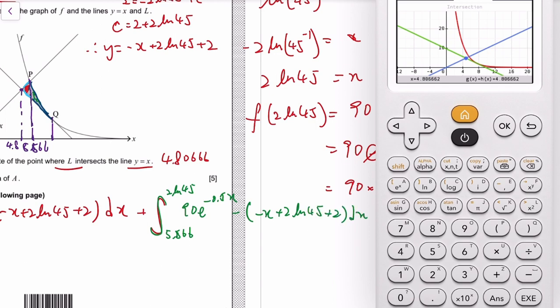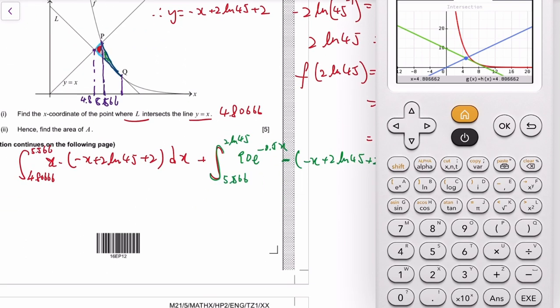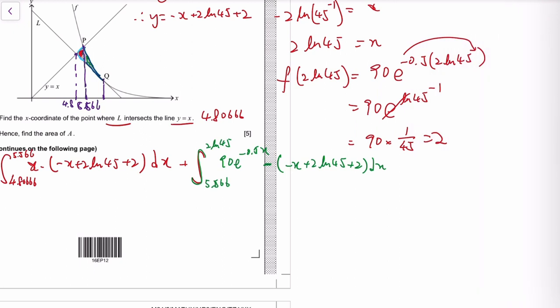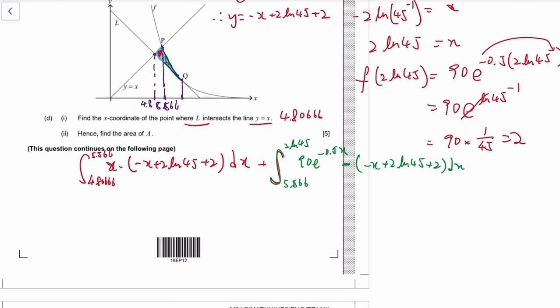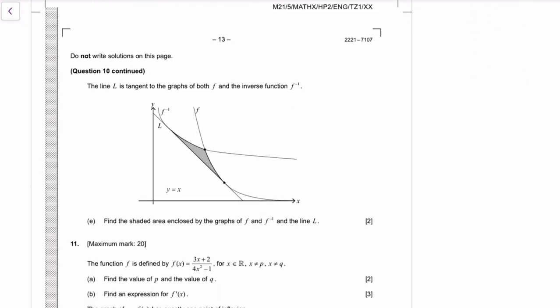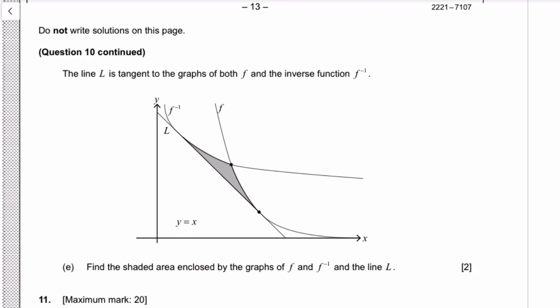So obviously you don't need to actually integrate anything by yourself. You just type this whole thing into your GDC, and whatever value you get is the answer. I'm really not in the mood of typing, so you can try that. Then I believe the question is not ended yet.